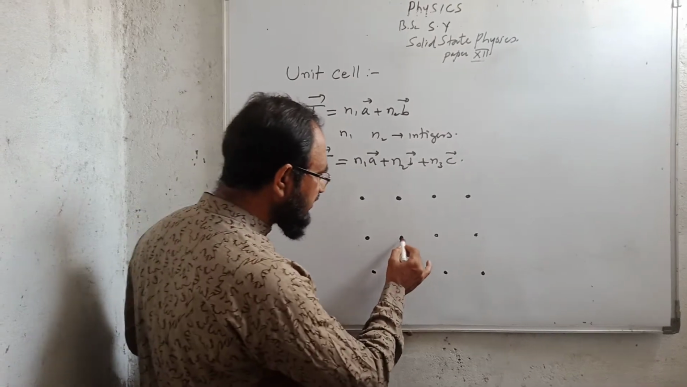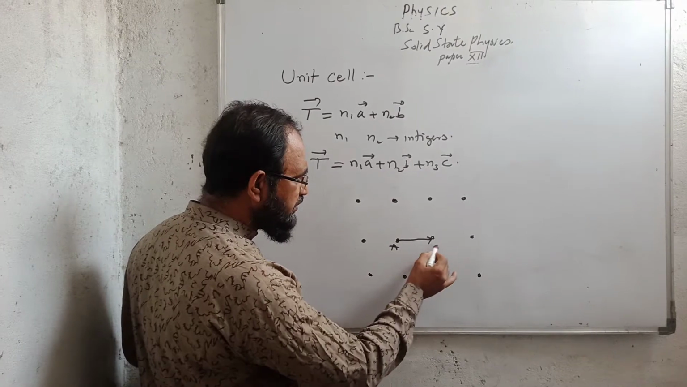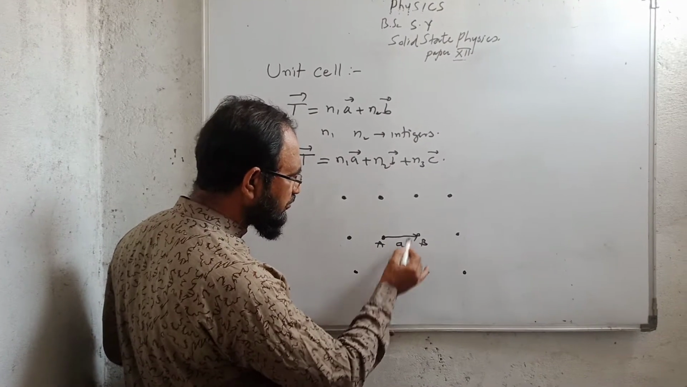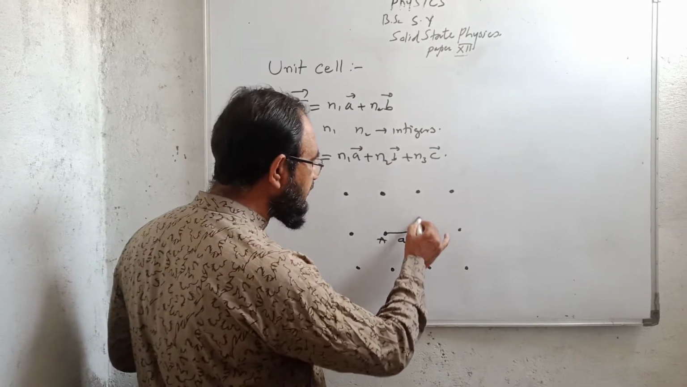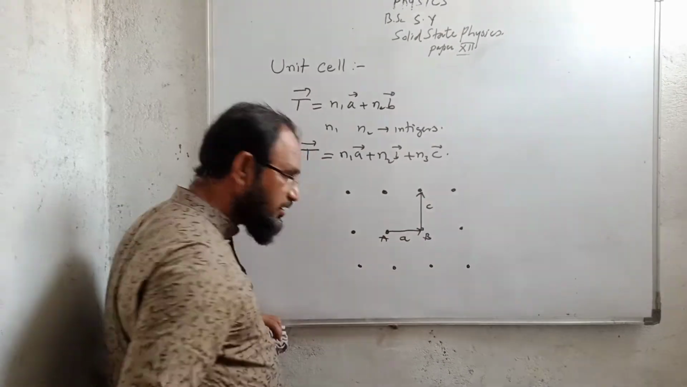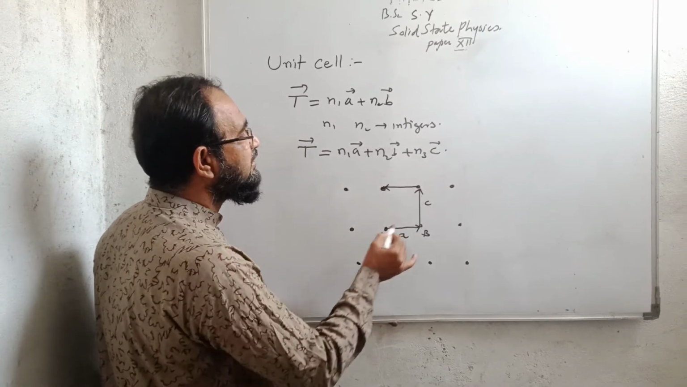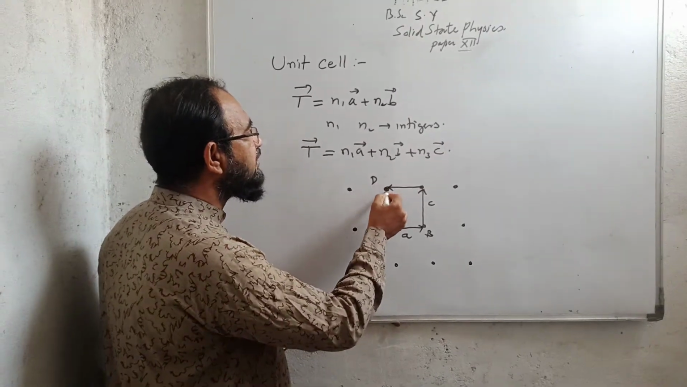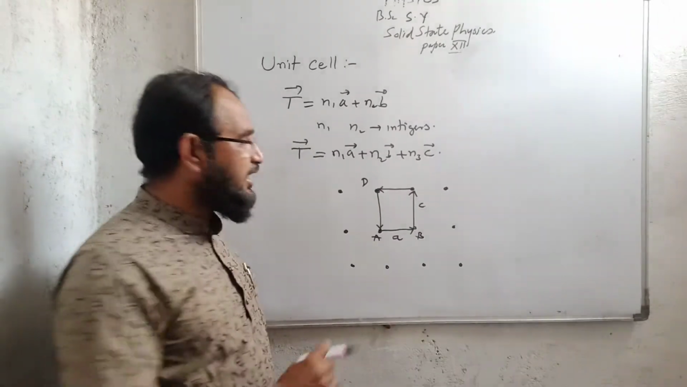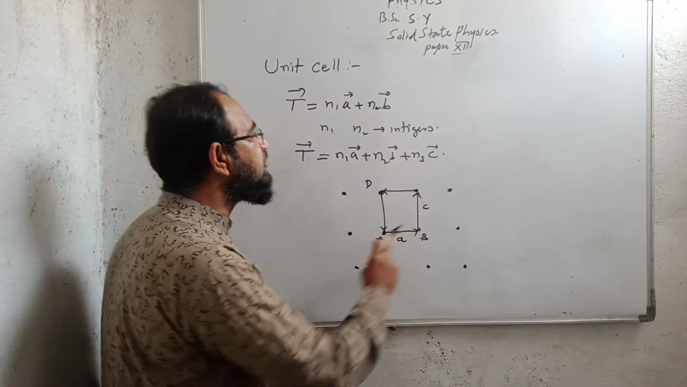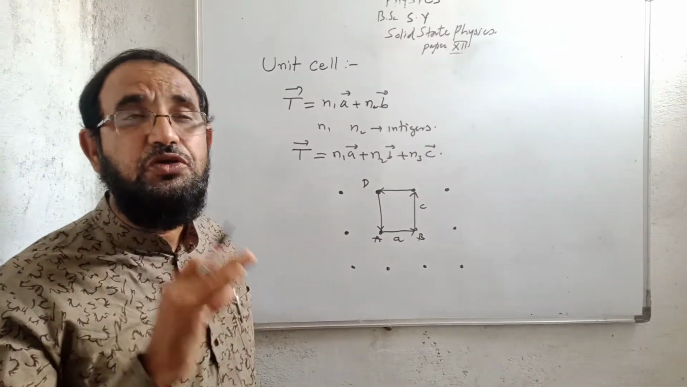Suppose here there is a translation vector from A to B. This vector is suppose A. Now I will translate it from B to C, and then from C to D, and then from D to A. The area bounded by these four vectors is called a cell, and it is called a unit cell.